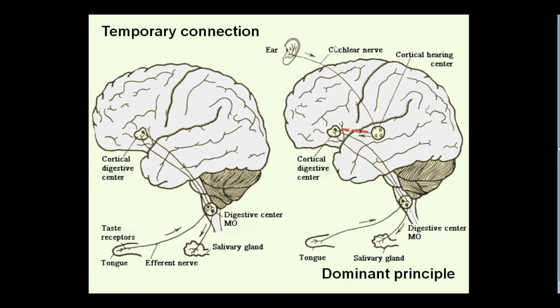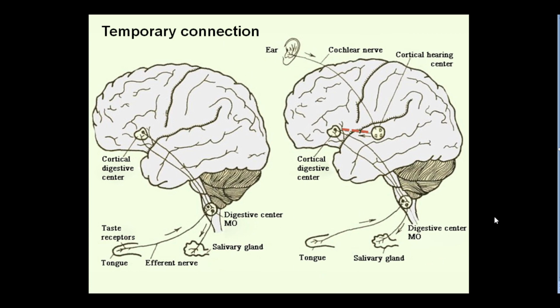But if you want to get the conditioned reflex, for example, you're going to ring the bell, and stimuli will eventually reach the cortical hearing center. After that, you're going to give the food, which will activate the salivation. And after this combination is repeated a couple of times, impulses from the cortical hearing center will travel to the cortical digestive center, and a temporary connection will be produced between these two cortical centers, creating the association between ringing the bell and salivation.